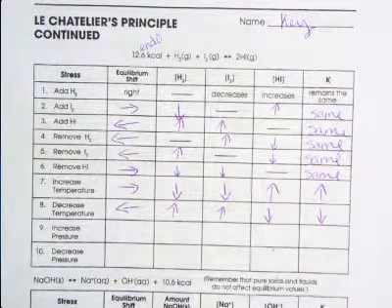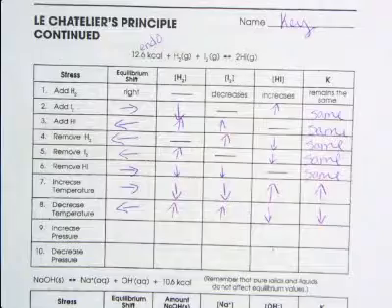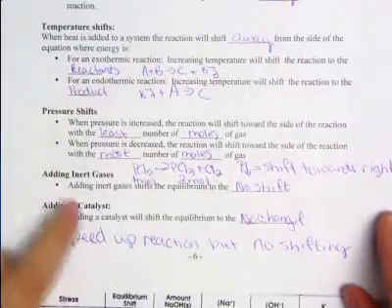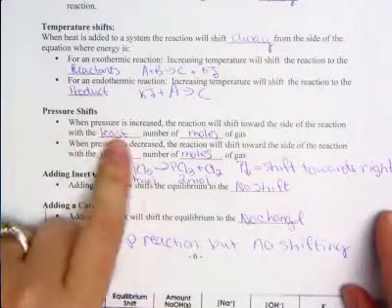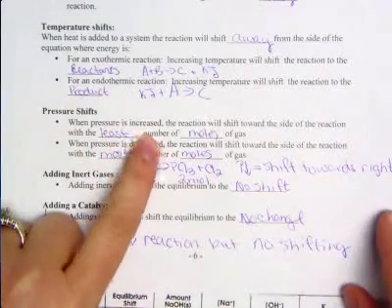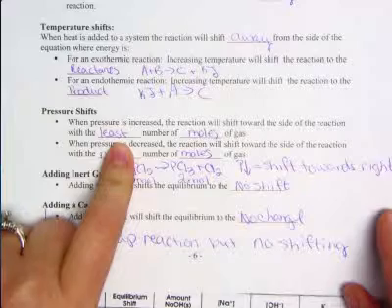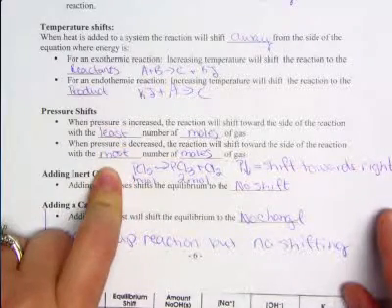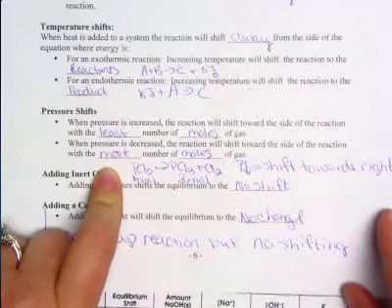Before I do that, I'm going to look back at my notes, make sure I remember the rule, because we don't know these all the way yet, correct? All right, pressure shifts. When pressure is increased, the reaction will shift towards the side of the reaction with the least number of moles of a gas, right? When pressure is decreased, the reaction will shift towards the side with the most number of moles of gas. Casey has a very good point.